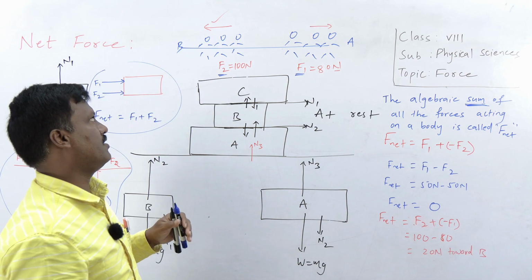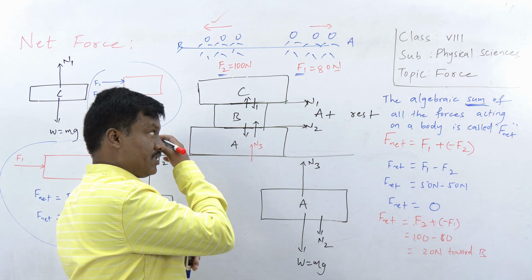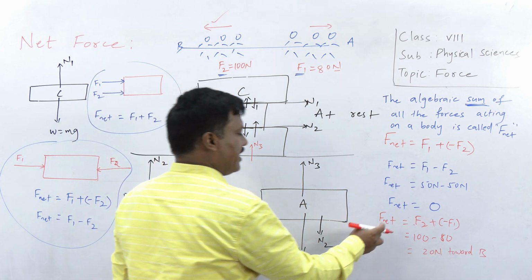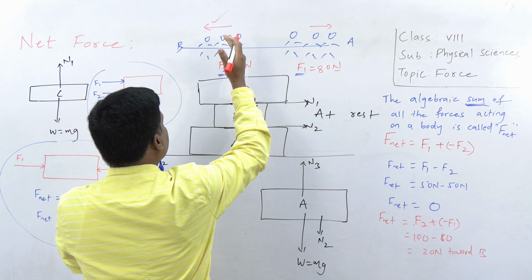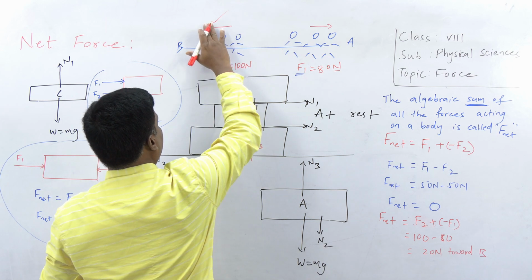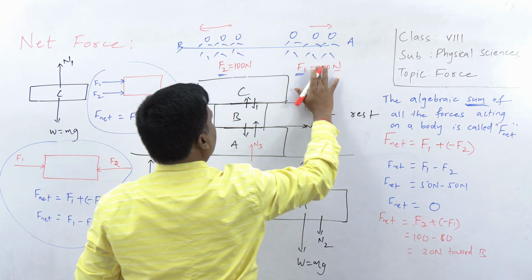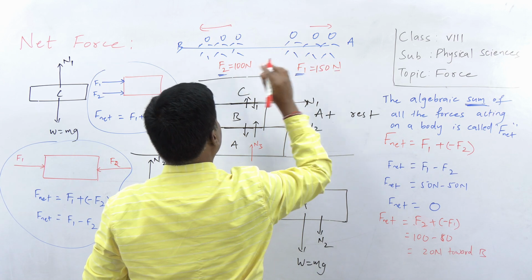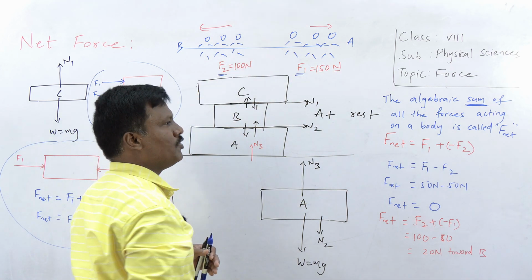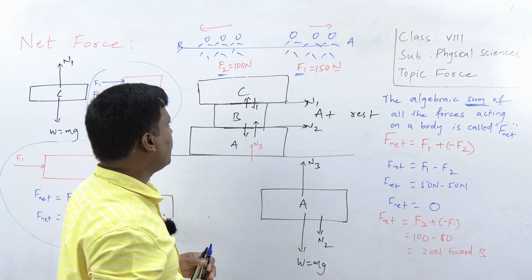Here force has direction, right? Already we have discussed force is a vector quantity. Here the net force direction is towards team B. So this group, team B, wins the game. For example, now team A exerts 150 newtons, team B exerts 100 newtons. Then tell me what happened.